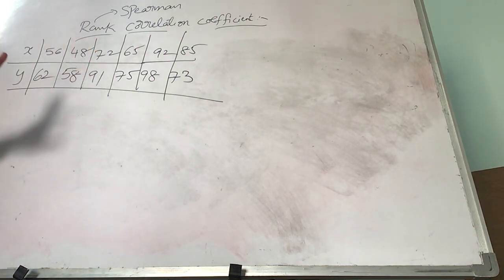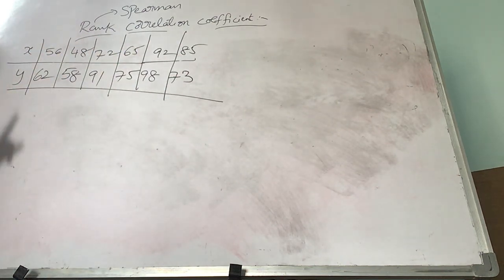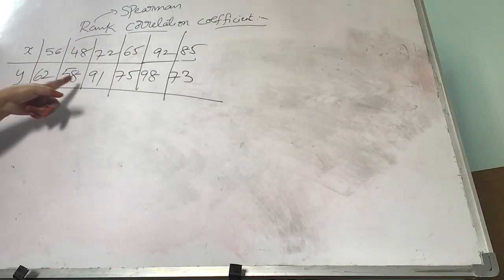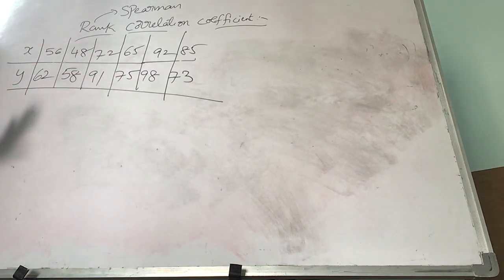In x values, there is no repeated observation. All values are distinct. In the y values also, there is no repeated term. So these y values are also different. So we assign ranks for these x and y values.